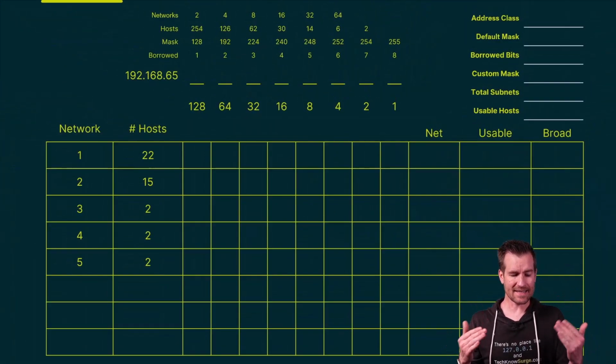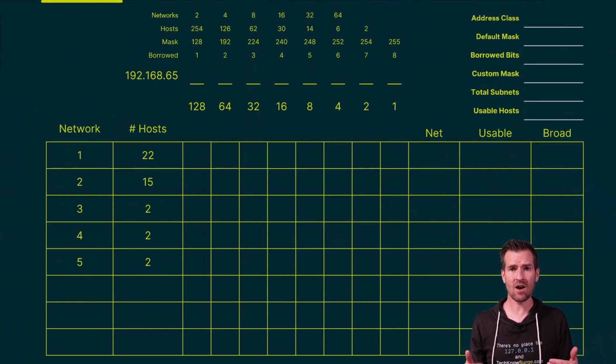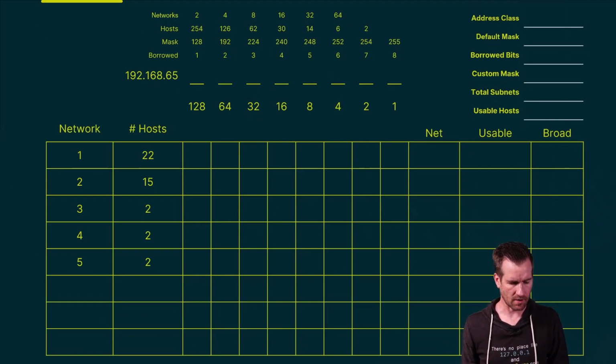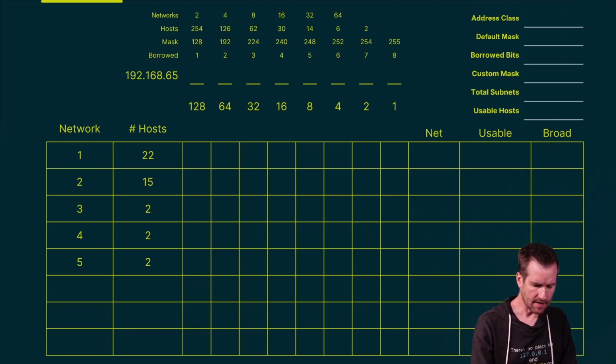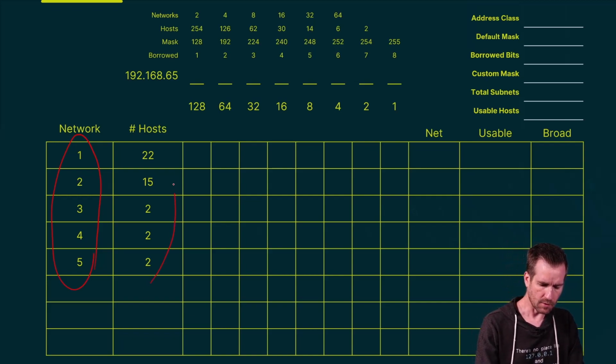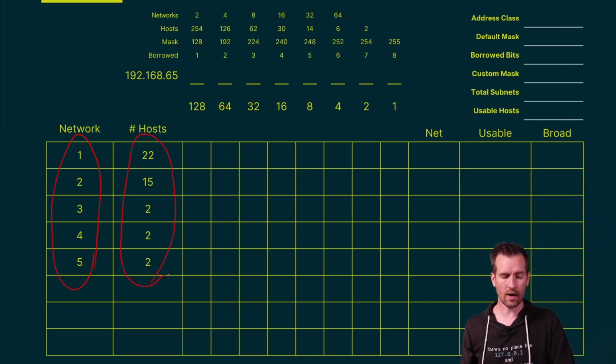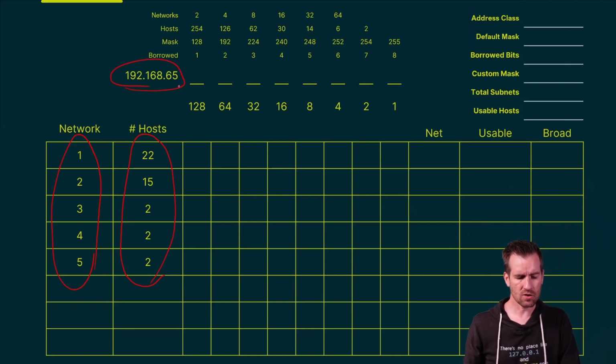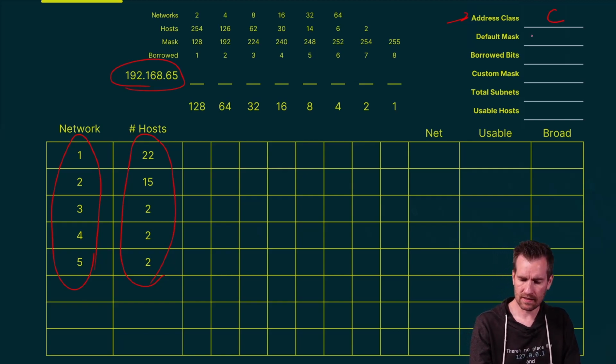What I'm going to do is step through the process of how you can figure this out in case you need a little extra direction. So let's take a look at this. As I mentioned before, we have 5 networks that we're planning for. We're planning anywhere from 2 hosts per network to 22 hosts per network. And we also have the 192.168.65 to work with. So first of all, what is our address class? This is a Class C. So our default subnet mask is 255.255.255.0.